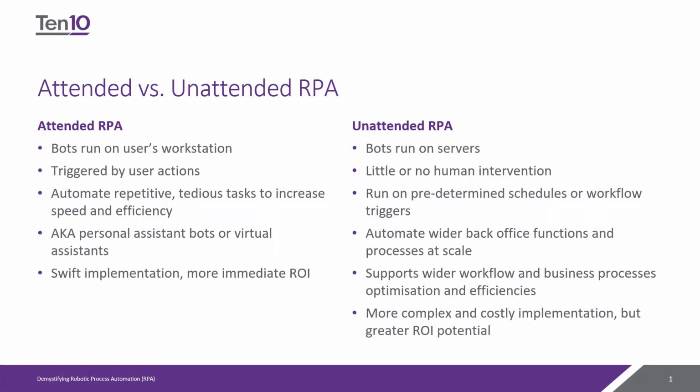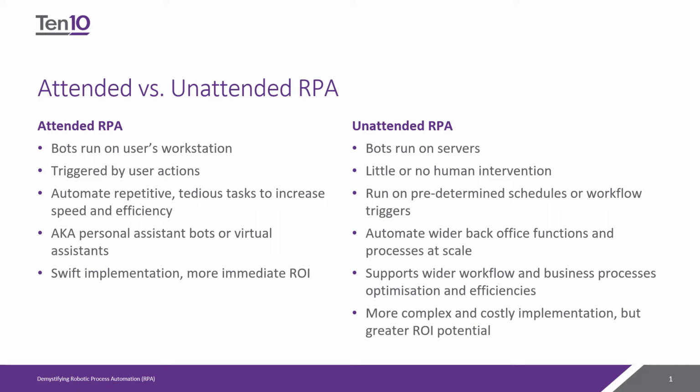In addition to process and cognitive automation, automated processes can be further categorized as attended or unattended depending on how and where they're triggered from. Attended bots run on user workstations and are triggered by human user actions. They automate small, repetitive, tedious tasks to increase the speed and efficiency and are sometimes known as personal assistant bots or virtual assistants. Attended bots are often much simpler to create and implement and offer the potential to deliver rapid business value.